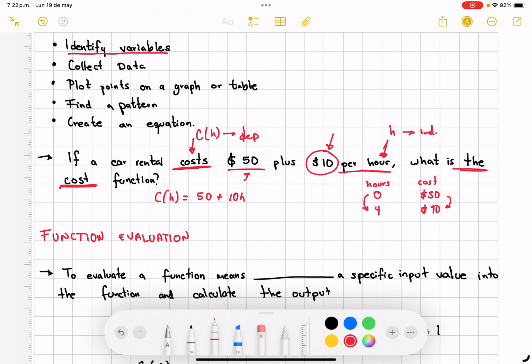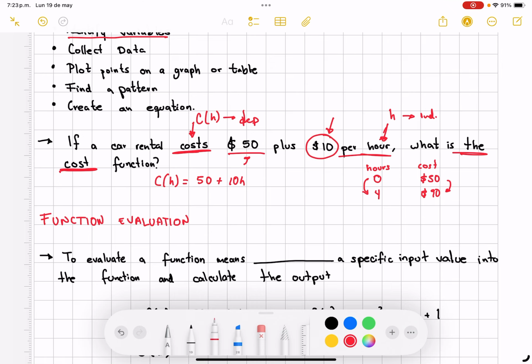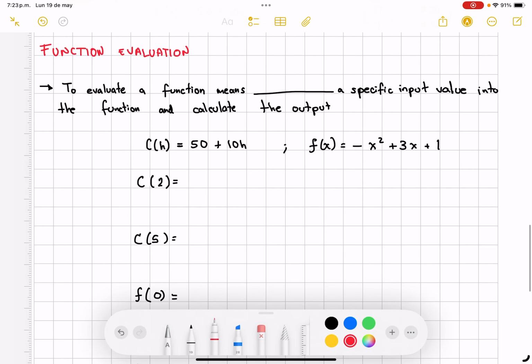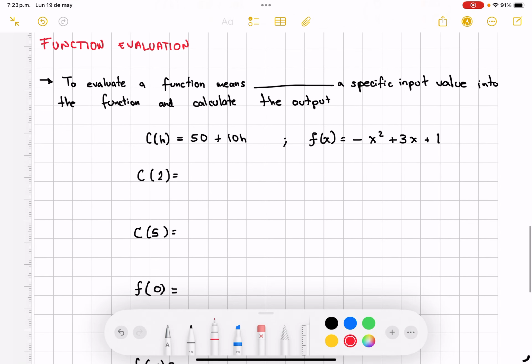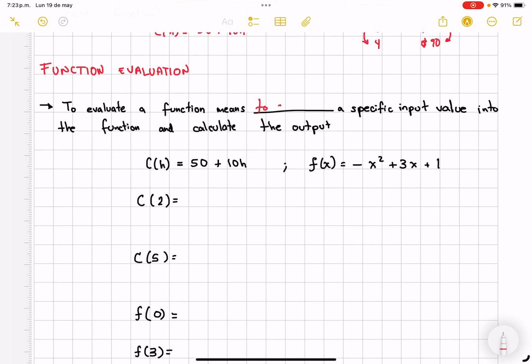This is modeling. Modeling is getting the rule, okay? The rule of assignments in Spanish is la regla de correspondencia of this, okay? How the context is working, how am I going to pay for it, okay? Now we have the function evaluation. To evaluate a function means to substitute a specific input value into the function and calculate the output.